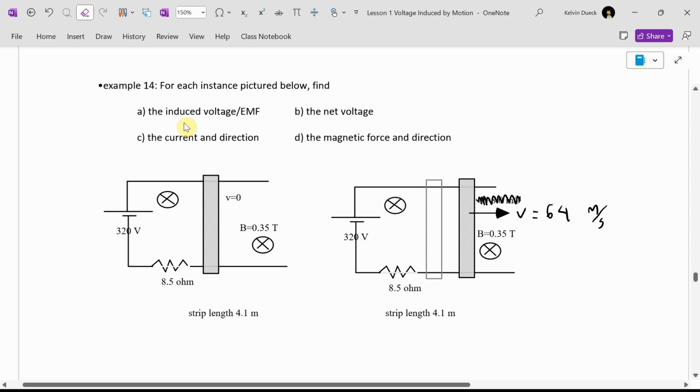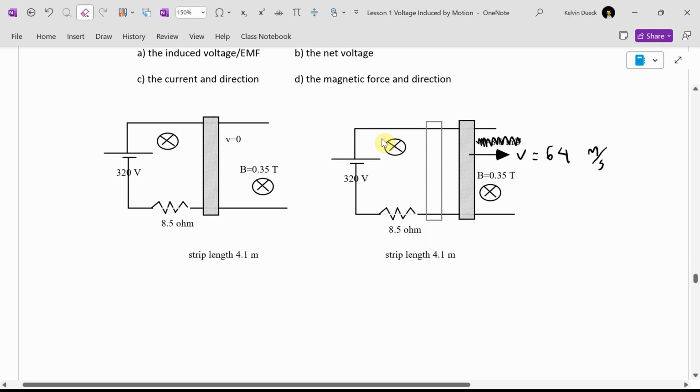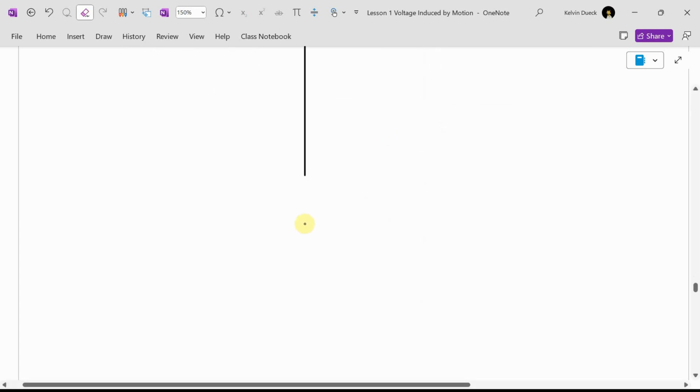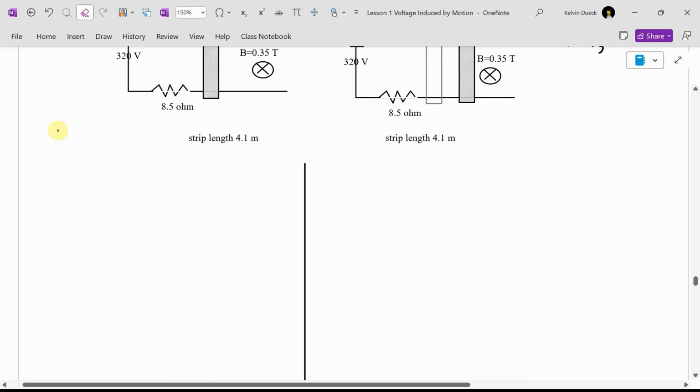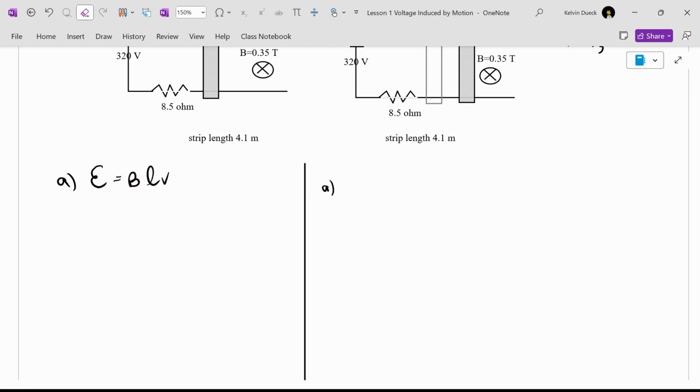Example 14 says, for each instance pictured below, find the induced voltage, the net voltage, the current and direction, and the magnetic force. Let's just draw a line down the middle of the page. We'll do these kind of simultaneously. So let's do part A first. The induced voltage is BLV.